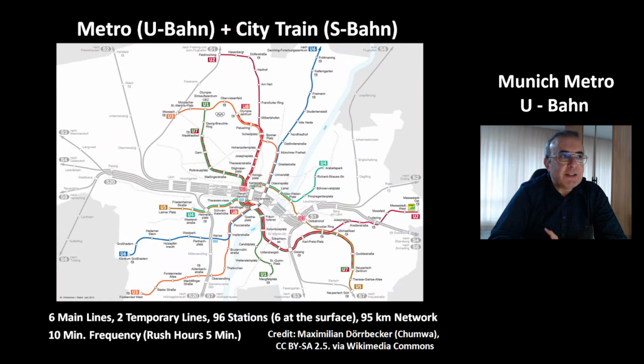This picture shows you the structure of the Munich metro system together with the city train system called S-Bahn. This is in the picture as gray. And you can see the 6 main lines, and you got 2 temporary lines. These are the lines U7, U8. The system has 96 stations, 6 of which are at the surface, and a length of 95 kilometers. Standard frequency of these lines is 10 minutes. During the rush hour, it's 5 minutes.